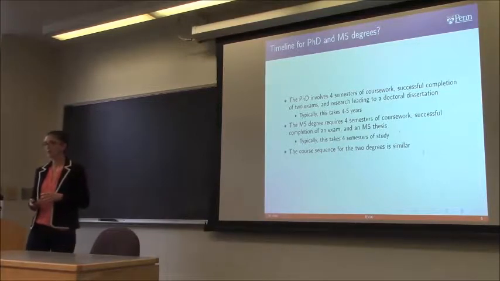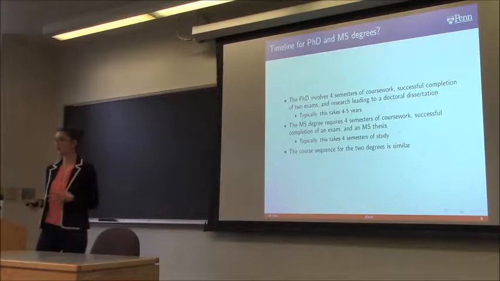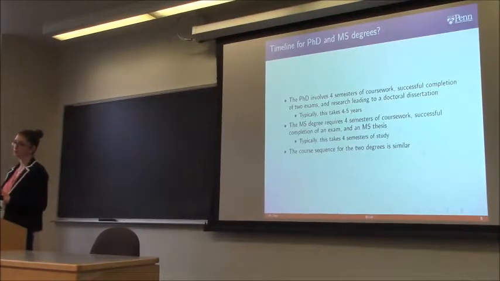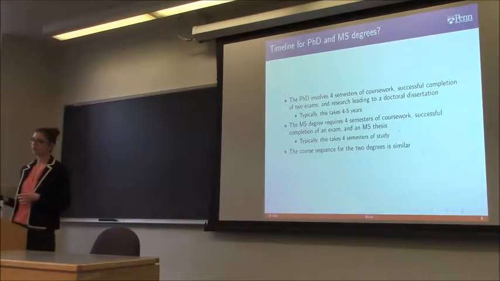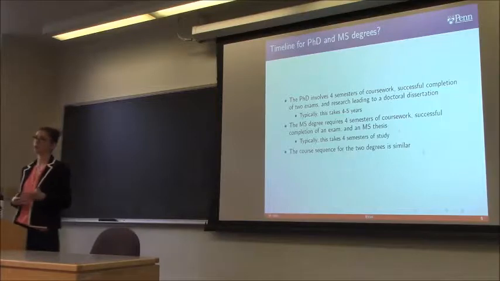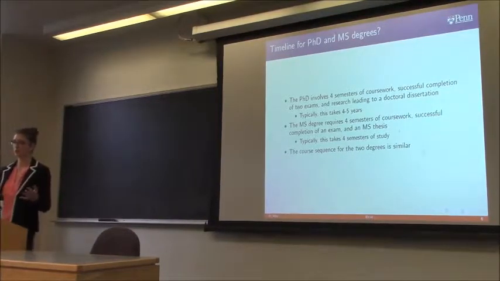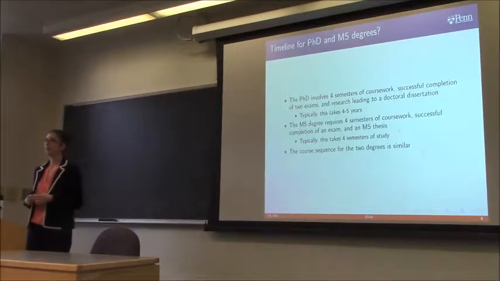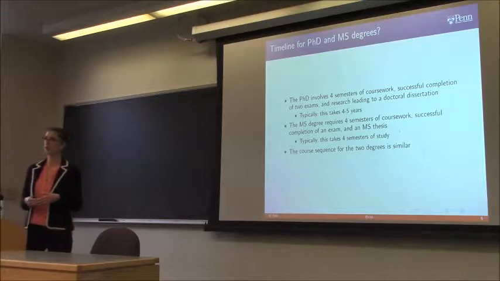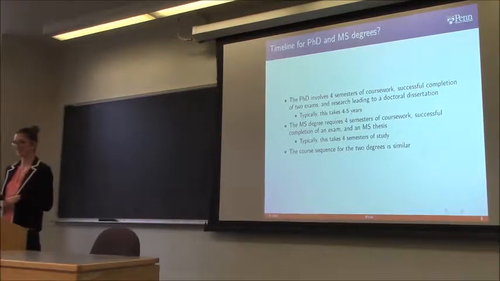The timeline for the PhD is obviously much longer than the master's degree. Usually it takes 4 to 5 years. Typically your first 2 years are almost exclusively coursework. Then you have to successfully go through a qualifying exam, which has 2 parts, and then there's a candidacy exam, which is what actually allows you to officially become a PhD student. And then the culmination of this work results in a doctoral dissertation, which you have to defend before successfully getting the nice piece of paper that says PhD on it.